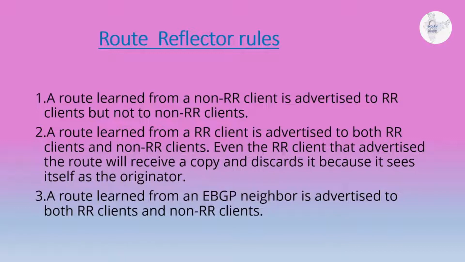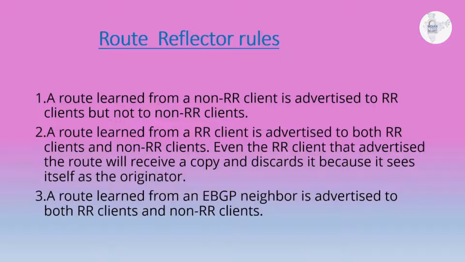Now, there are some route reflector rules to be followed. Number 1, a route learned from a non-route reflector client, which is not a route reflector capable client, is advertised to route reflector clients, but not to non-route reflector clients. So there is a route reflector client who is reflecting routes to the route reflector, and there are the non-route reflector clients, who are not. The route learned from a non-route reflector client is never advertised to the non-route reflector clients, but is advertised to route reflector clients.